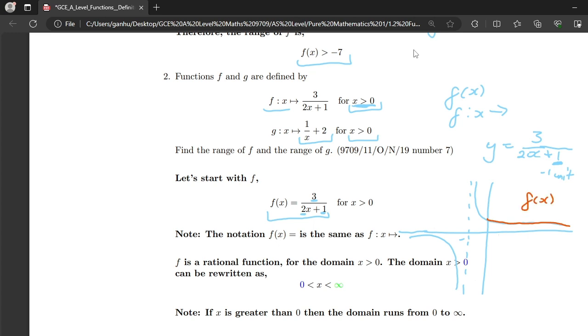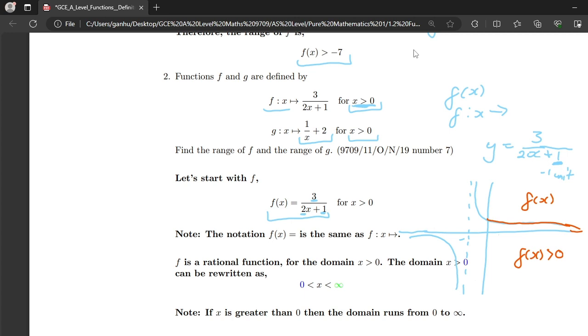Okay, and as you can tell here, this line f of x is approaching the x-axis, but the x-axis is an asymptote to the graph of f of x, and so they will never touch. So it means that this graph f of x will always be greater than 0. It's approaching 0, but it will not reach 0.